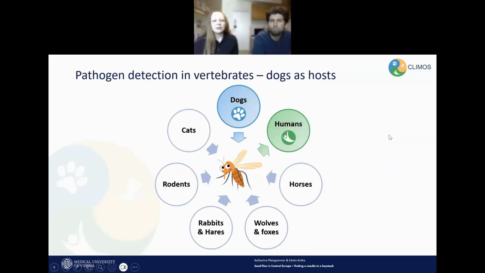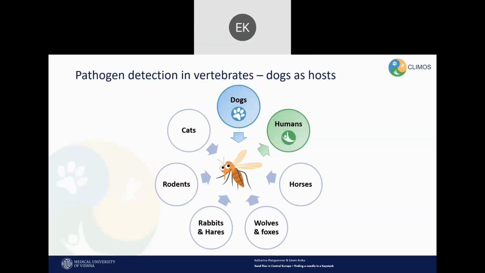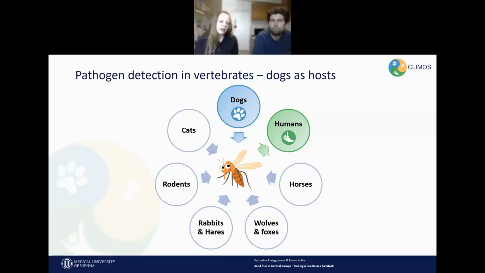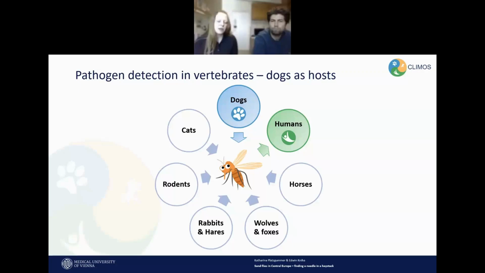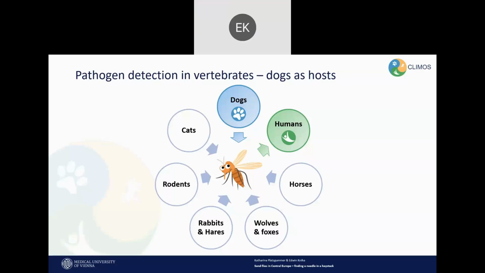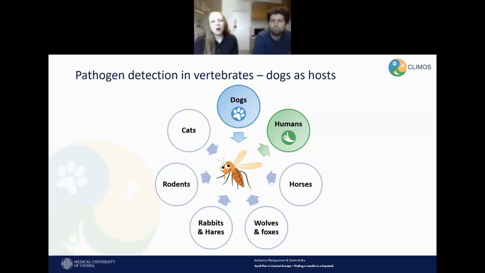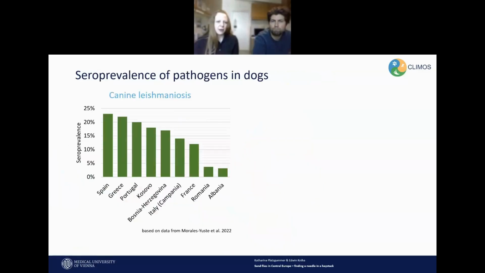However, Edwin already mentioned that when we are talking about the pathogens, it's important to not only look at the pathogens in the sandflies, but also in the potential reservoir hosts. There are a lot of different hosts that are in principle susceptible for leishmania and fleboviruses, but in general in Europe, but also especially in Central Europe, it's definitely the dogs that need to be considered the most important ones that we have to have a look at. And that's what the CLIMOS project does as well.